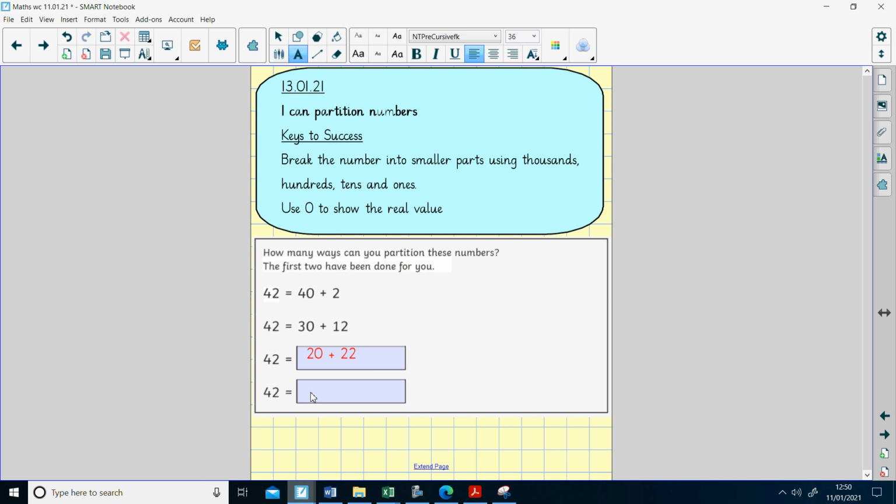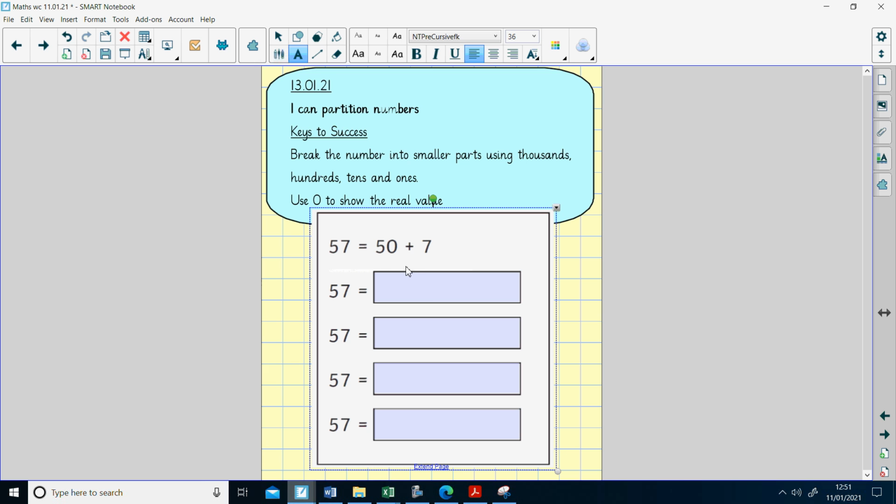I could also partition that number into 10 add 10 add 20 add 2, and again that would still give me 42. Okay, so it's the same number but I've just partitioned it in different ways. Still totals 42. Let's have a look at another one.